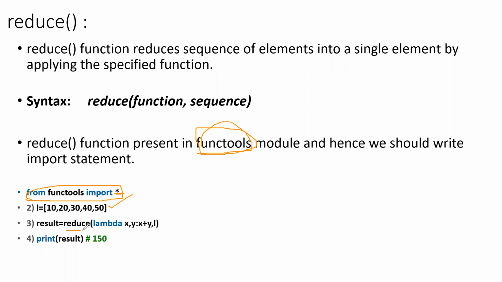Okay, what I'm going to reduce: lambda x comma y. This is function x plus y, means first 10, 10 plus 20, 20 plus 30, 30 plus 40, 40 plus 50. So after doing all this, it reduces, and the reduced result will be stored in the identifier called result, and print result, 150. 10 plus 20, 30, 30 plus 30, 60, 60 plus 40, 100, 100 plus 50, 150, right? So like this, we can store the values.